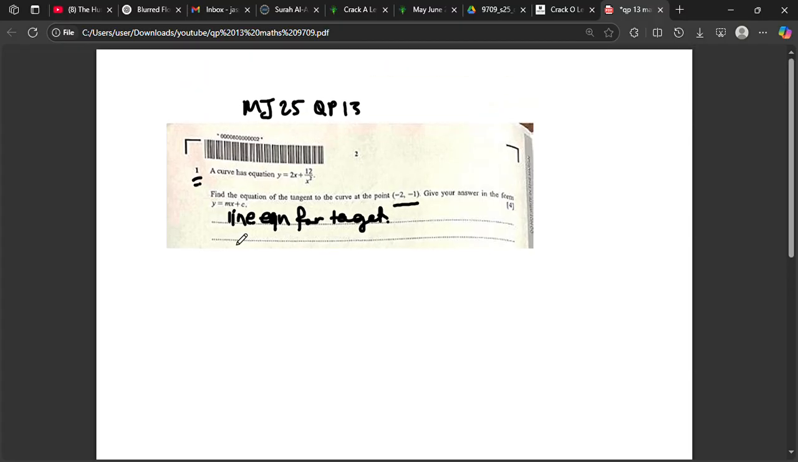This is easy because all we have to do is find dy over dx, and then we find the gradient. The gradient of the tangent is equal to the gradient of the curve. So at the point at which the curve and the tangent intersect, they have the same gradient.